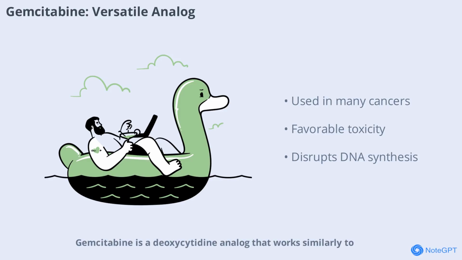Gemcitabine is a deoxycytidine analog that works similarly to cytarabine, but is used across a broader range of cancers, including pancreatic, bladder, and lung cancers. It's valued for its relatively favorable toxicity profile, making it a popular choice in many treatment regimens. Gemcitabine's ability to disrupt DNA synthesis makes it a powerful tool in the fight against cancer.